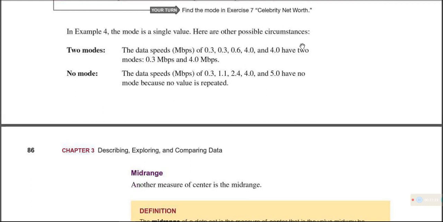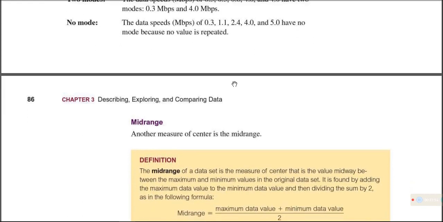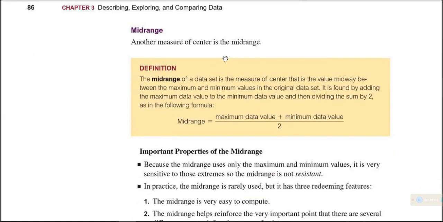Here are other possible circumstances. For example, your data speeds are 0.3, 0.3, 0.6, 4.0, and 4.0. If you will take notice, 0.3 occurred twice and 4.0 occurred twice as well. So, this is a bimodal dataset. We have 0.3 Mbps as your first mode and the second mode is 4.0 Mbps. Paano pag no mode? Ito yung isang example. 0.3, 1.1, 2.4, 4.0, 5.0. Walang lumamang. Isang beses lang sila nag-exist. So, this distribution has no mode, kasi no value was repeated.